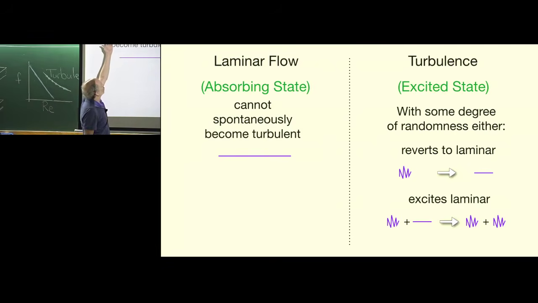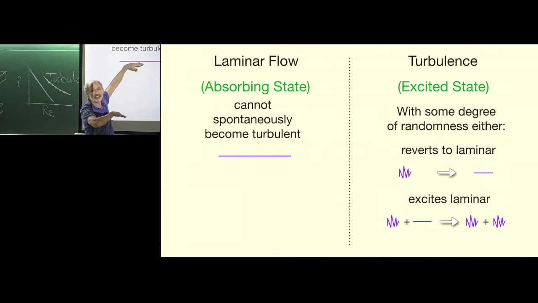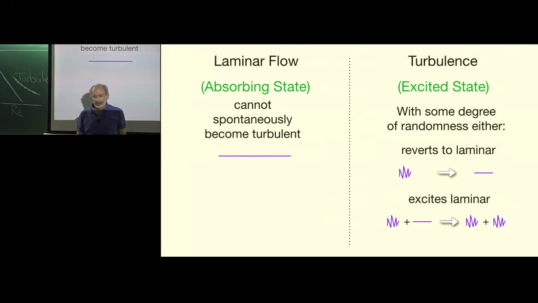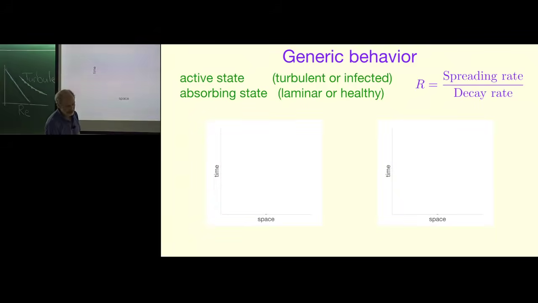And this generically is referred to as the absorbing state, because if the entire system is in this state, you will never leave it. It's absorbing. Once you're in it, you never leave. And this turbulence is generically referred to as the excited state. Okay? And these are exactly the conditions that Janssen and Grassberger were discussing when they discussed things like forest fires and epidemics and so forth. It also applies to turbulence, as I've just shown you.